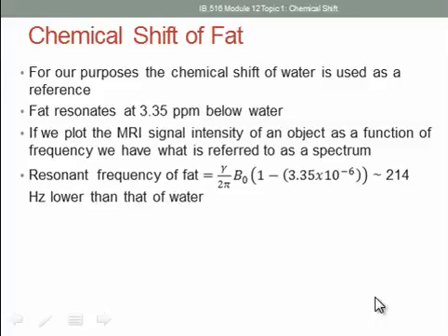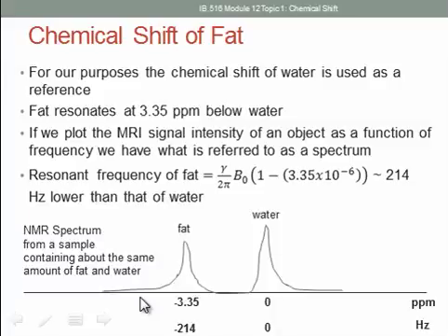And if we plot the MR signal intensity of an object as a function of the frequency, we have a spectrum. This is how the spectra are defined in NMR spectroscopy. So we can look at the spectrum, or the signal intensity of fat and water, to see this difference in frequency between fat and water, which is about 214 hertz. Here, this is not a real spectrum, I just drew it out, but this might be something that you may see. It'd be similar to this, the point being that the signal intensity from fat is 3.35 parts per million below water.